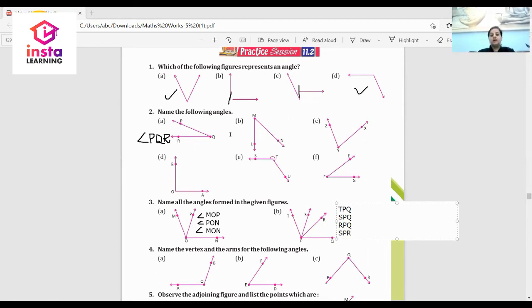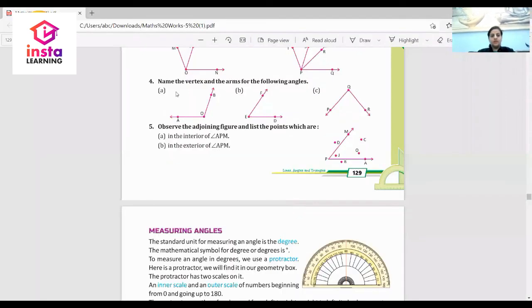Vertex is the corner and the arms are the sides. So here, name the vertex and the arms for the following. If it is angle AOB, so O is the vertex. See, this is the vertex. And BOA is B and O. BO is an arm and AO is also an arm. Likewise, now FE is an arm and ED is also an arm, and E is the vertex where the two lines are meeting together.